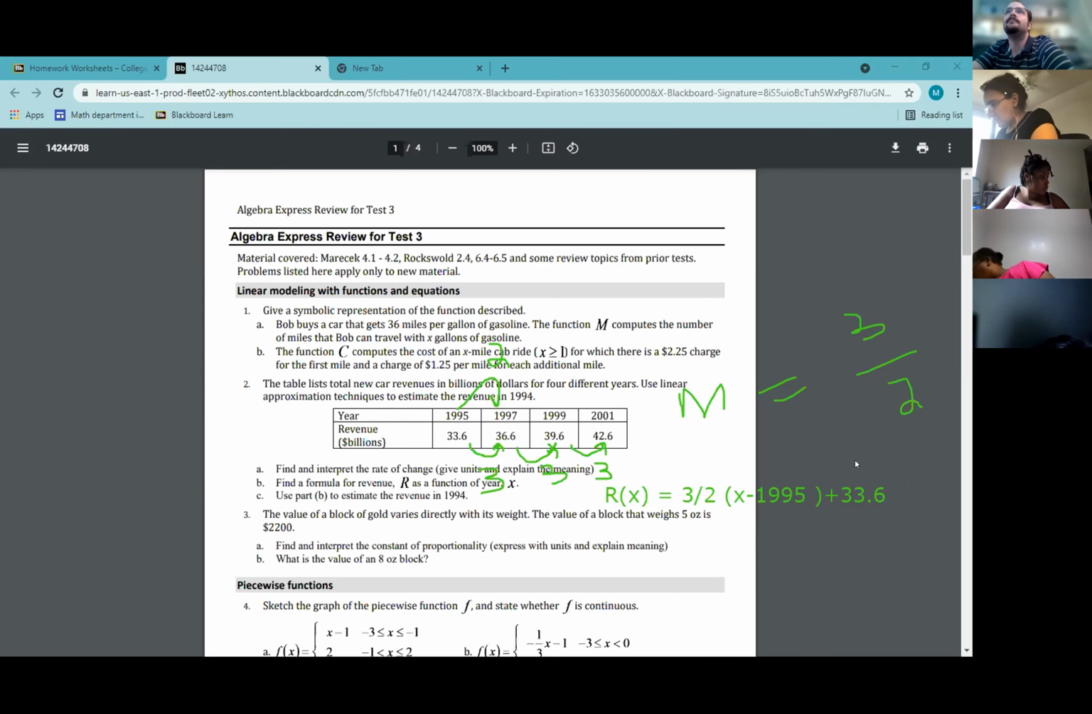And so I think that gives you a -1, right? And so -3/2 minus 1.5. What was that? 32.1, I think is what it is. And it says interpret the rate of change. So 3/2 is 1.5. So this is going up $1.5 billion for every 1 year, I think is what that means. Okay, thank you. Change in y over change in x.